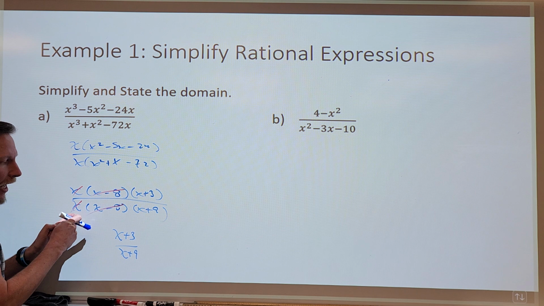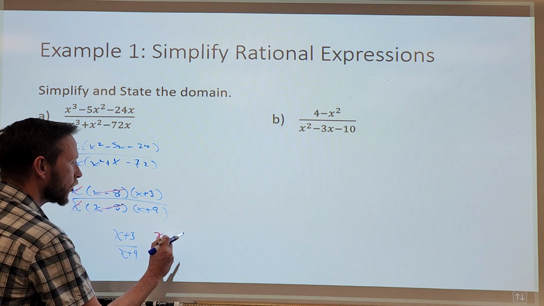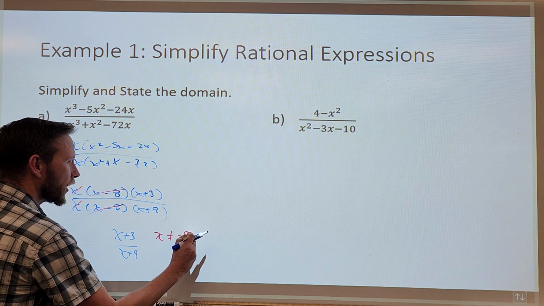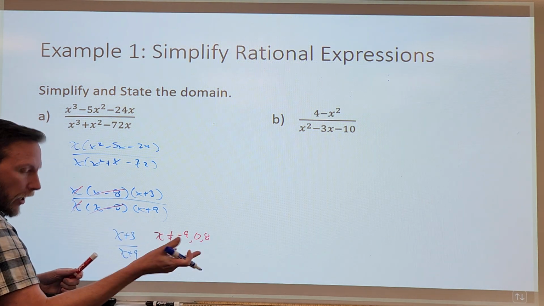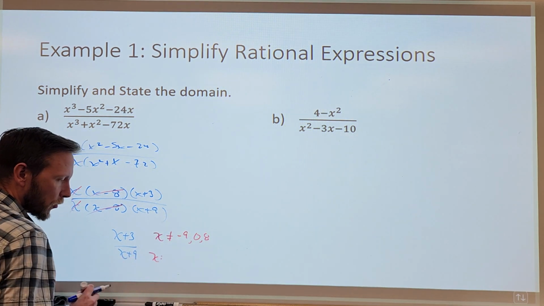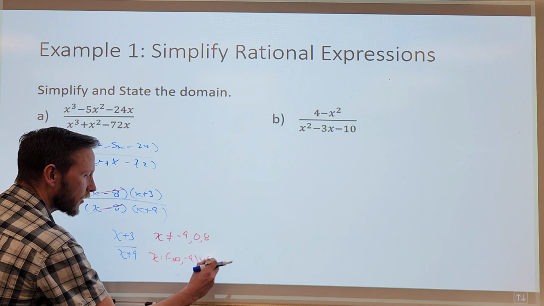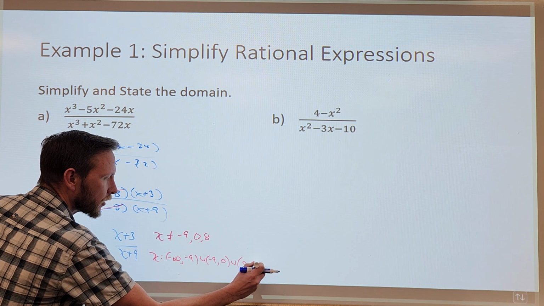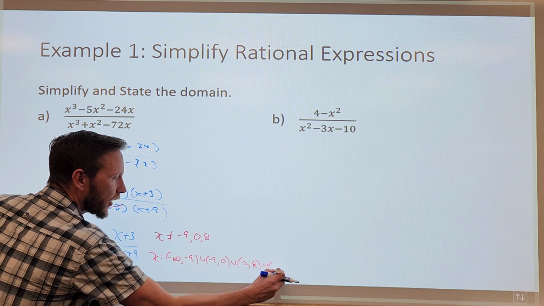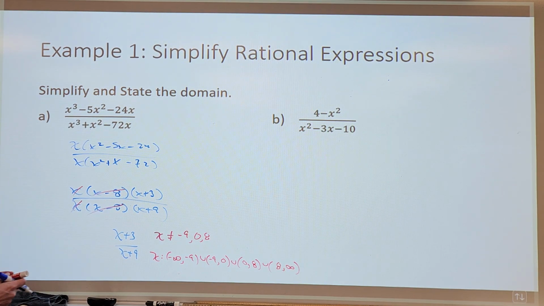But for all of these values of x that make our denominator equal 0, those are going to be excluded from the domain. And so there's a couple ways that we can say that. One, we can say x cannot equal -9, 0, and +8. But I want to make sure that we understand that for our domain, x will go from -infinity to -9, from -9 to 0, and from 0 to 8, and then again from 8 to +infinity. All right, so that is our whole domain.